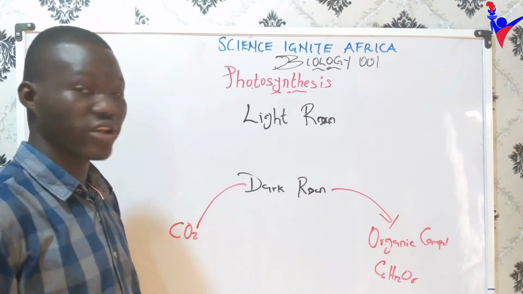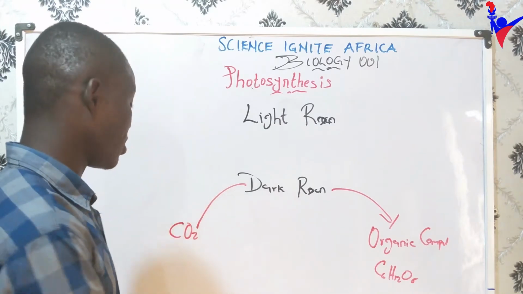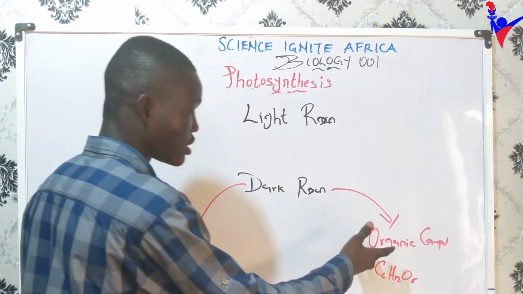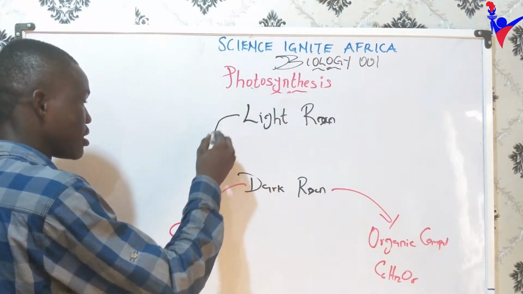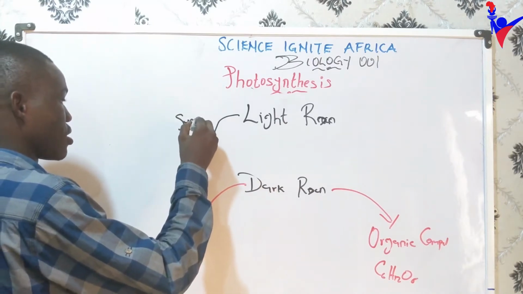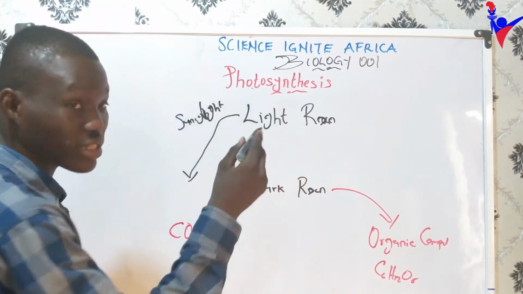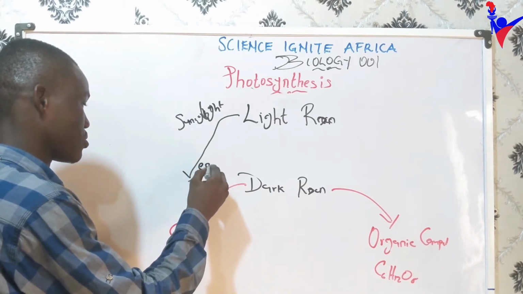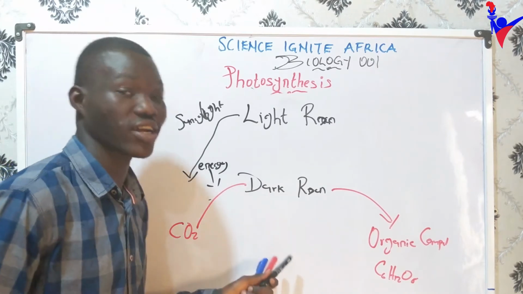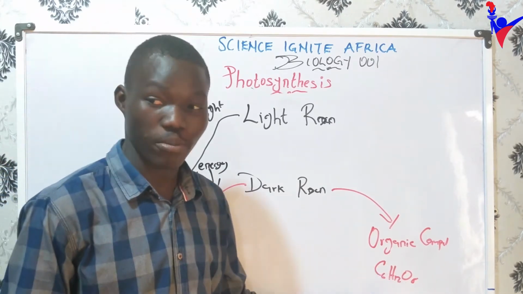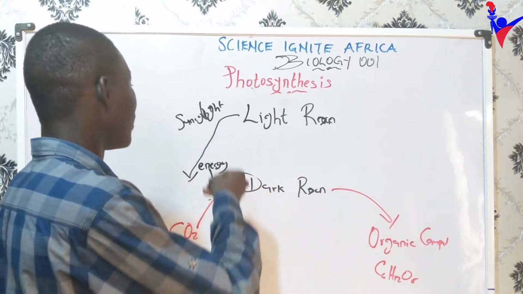CO2 will not just come from the atmosphere and enter our plants, bam, and be converted to organic compound like that. No. The energy by which they convert CO2 to organic compound is produced in the light reaction, in the daylight, by the use of sunlight. So you see, the light reaction uses sunlight to produce energy for this reaction to occur. So the main reaction is actually the dark reaction, where we are converting CO2 to what? Organic compound. But the light reaction produces that energy by trapping or capturing sunlight.